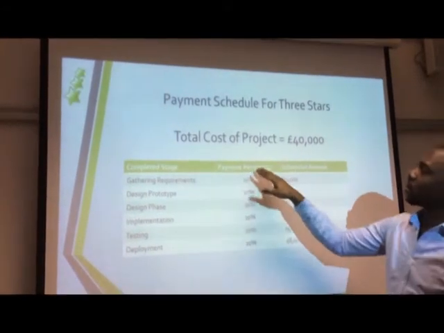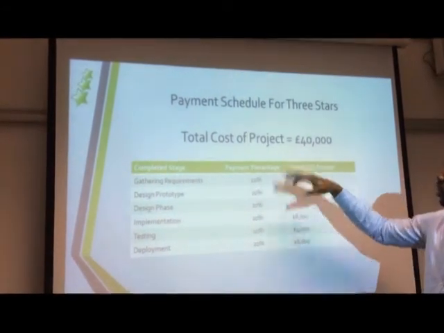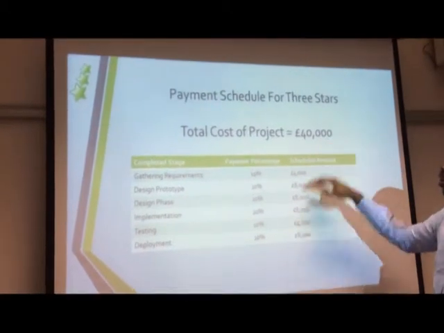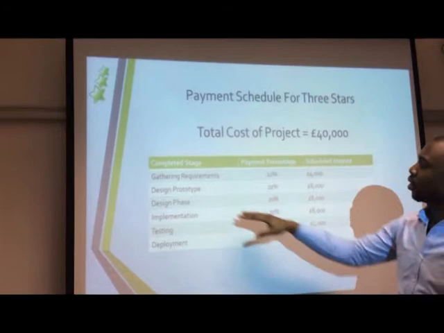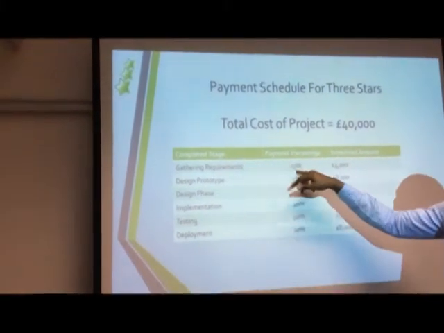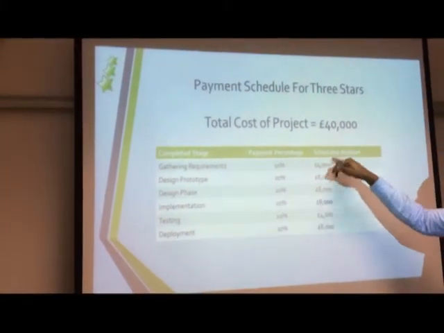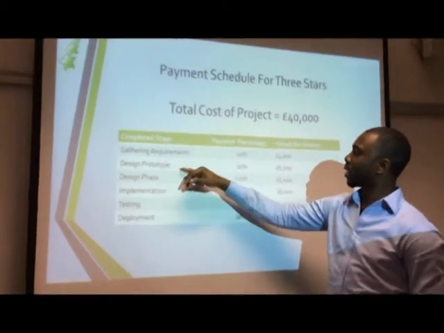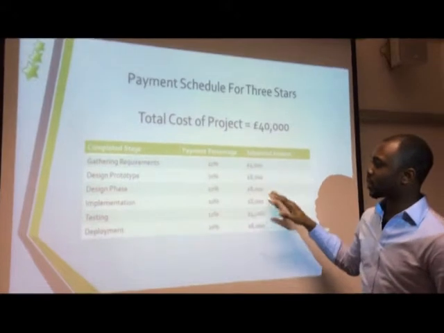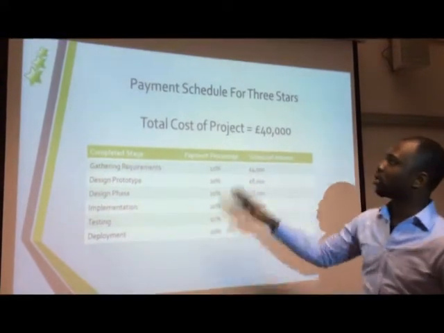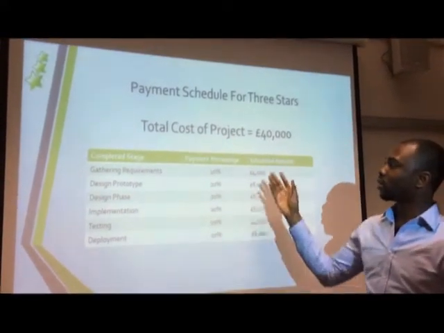Next slide, please. The total charge for the project we're going to charge our clients is £40,000. This is how the payment schedule is going to be. After gathering requirements, we're going to collect 10% of £40,000, which is £4,000. After the design prototype, we're going to collect 20% of £40,000, which is £8,000. So that's how the whole thing will go through.